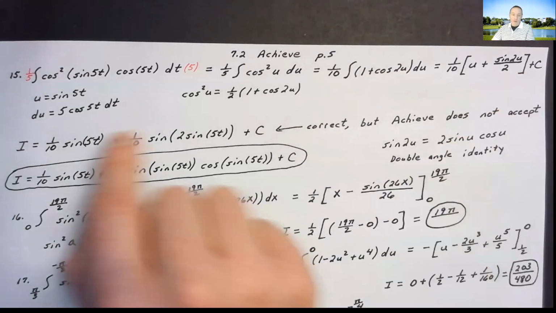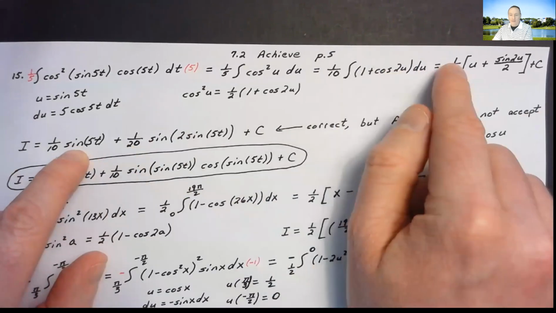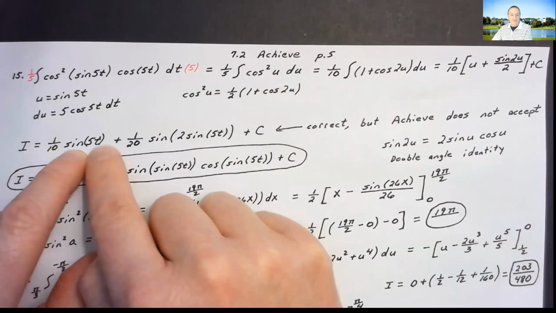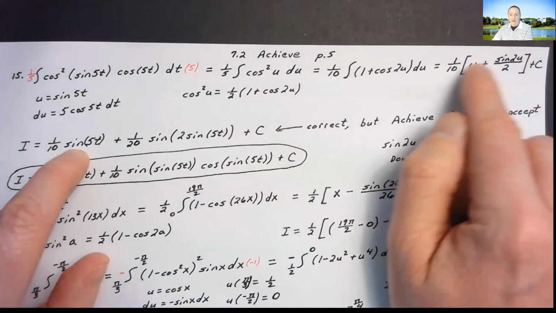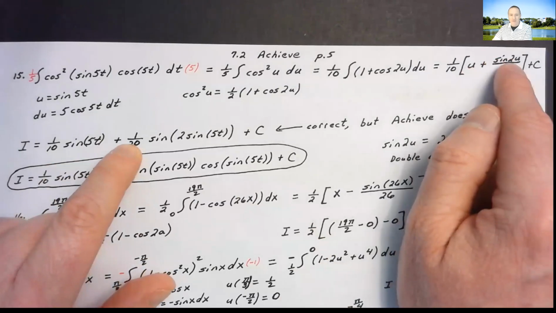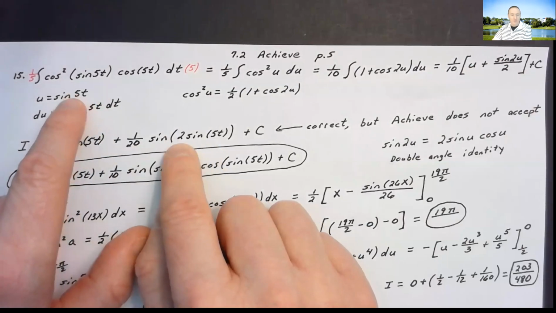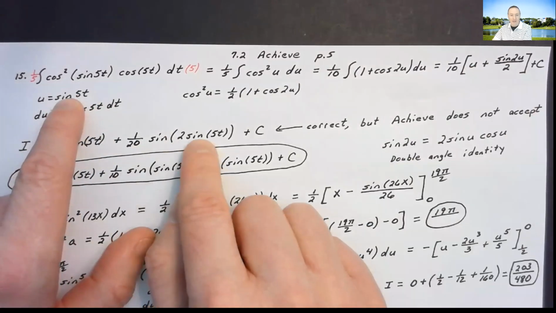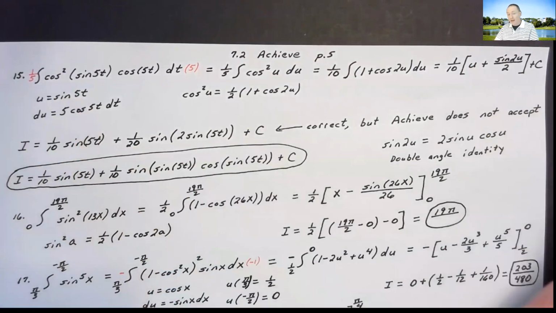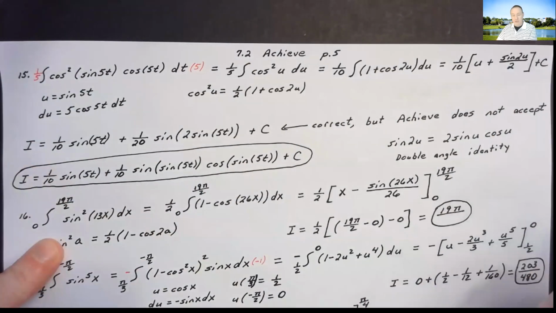Now, when I'm going in to try to think about my final answer here, I went ahead and said, well, this is going to be 1/10 u, which is 1/10 the sine of 5t. And then I would have 1/10 times 1/2 for 1/20th, the sine of 2u, which is going to be the sine of 2 times u, which is 2 sine of 5t plus the constant of integration. Now, I actually tried putting that as an answer in, and Achieve did not like it.